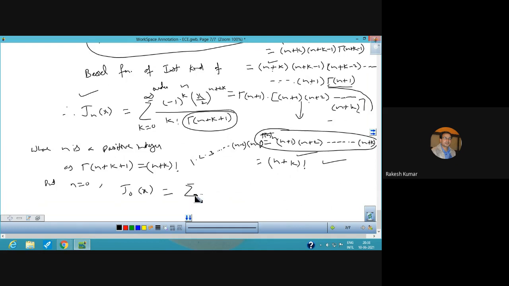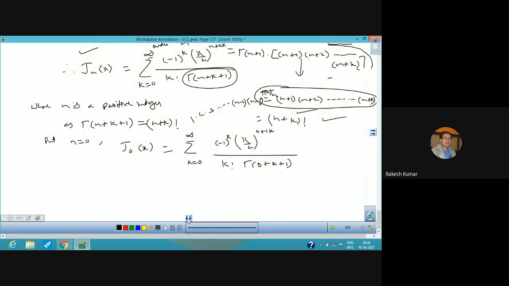So you will have summation k is 0 to infinity, minus 1 raised to power k, that is x over 2 raised to power 0 plus 2k, and divide by k factorial gamma 0 plus k plus 1. Now this is your value we have. Now you can solve this value a little if you want to do.